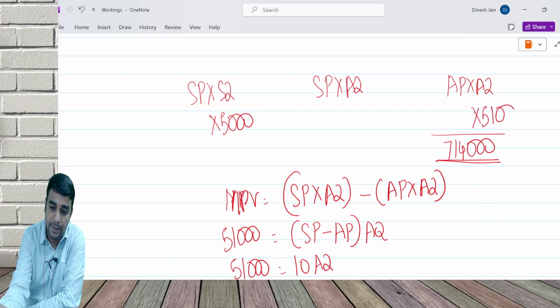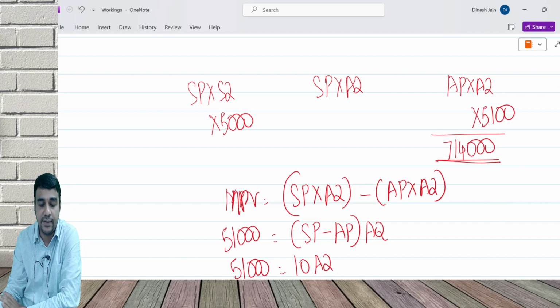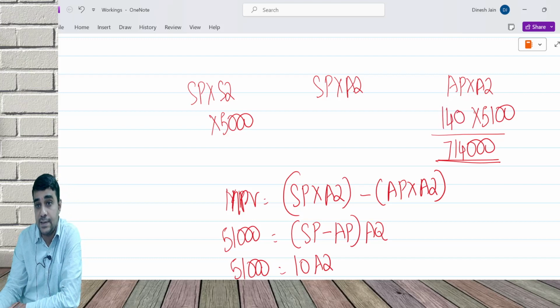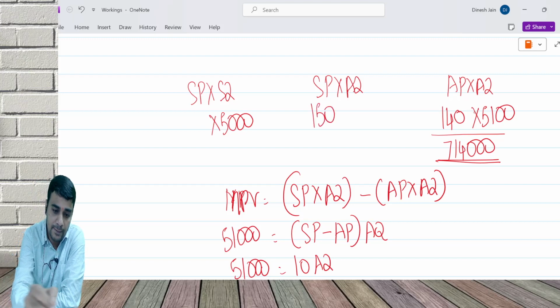Now tell me what should be the AP number. That is why I didn't want to write 7,14,000 as it is. We can split it. If AP is 140, what will be SP? 130 or 150? 10 rupees difference is there. Which is more? SP is more or AP is more? SP is more. So 150. My table is over, problem is over according to me.